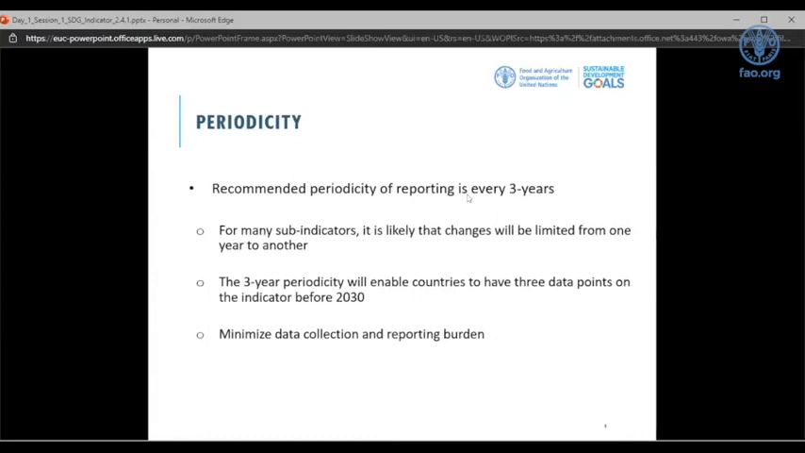And secondly, the 3 years data collection and reporting will enable countries to have at least 3 data points on the indicator before 2030. So this will in turn help the countries, institutions, especially the national statistical offices and ministries, to make a historical trend to assess the country performance over time and benchmark it against other peers in the region. And lastly, very importantly, obviously the 3 years periodicity was set to minimize or reduce data collection and reporting burden on the countries.